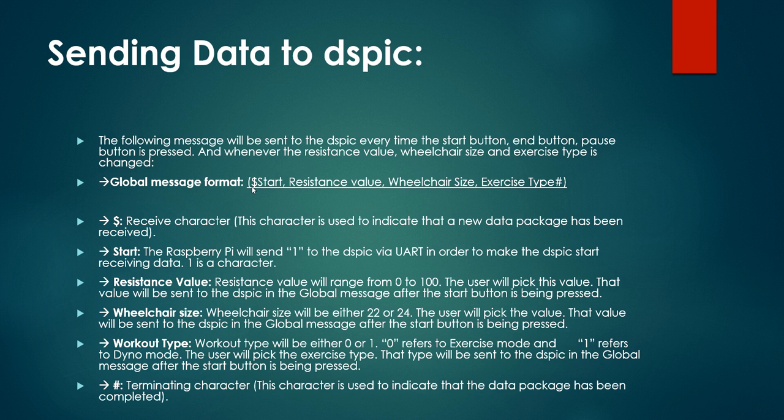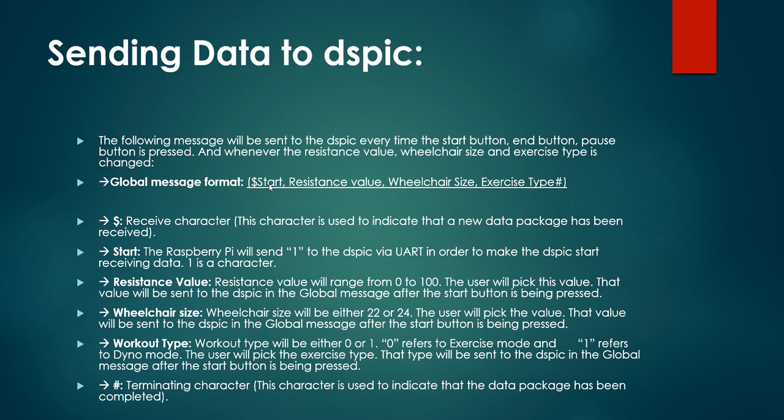Now when data packets are being sent to the dsPIC 33, over here that will be the global message format. It's similar to the packet I mentioned earlier whenever we send data from the dsPIC 33 to the Raspberry Pi. So the first character will be the receive character. As I said, this character is used to indicate that a new data packet has been received. And then the next character will tell the dsPIC 33 when to start and stop receiving data.